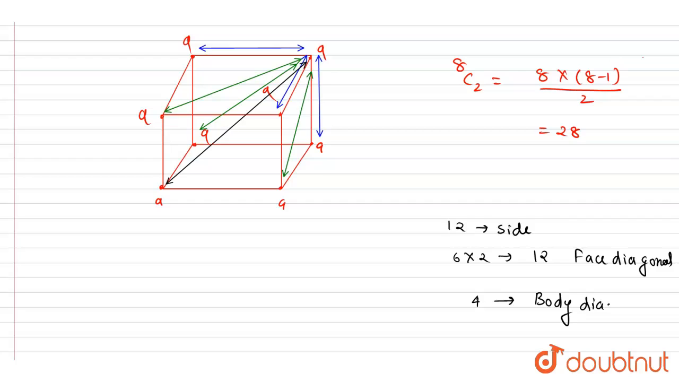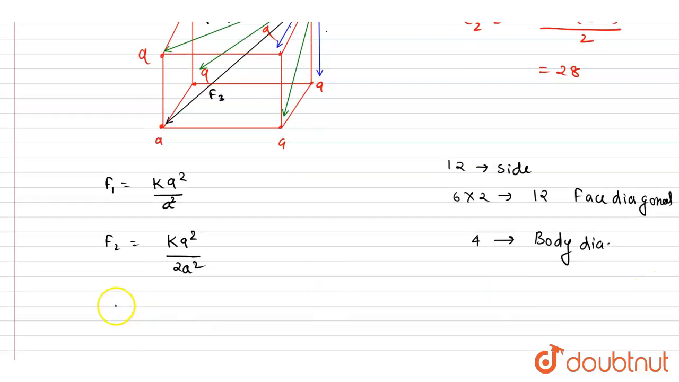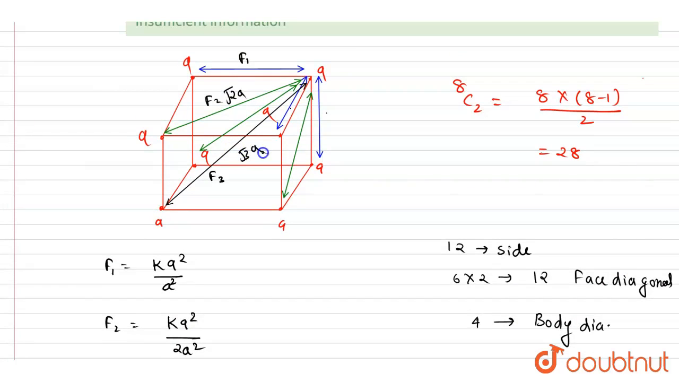We are concentrating on the forces on a single charge. From symmetry, there will be 7 forces acting, right? Let us say this force is F1, this force is F2, and this force is F3. F1 will be equal to KQ square by A square, and from the symmetry it will be directed along the diagonal. There are 3 forces of F1 and 3 of F2, and for F2 the distance is root 2 a, so it will be 2a square. F3 is along the body diagonal, so the distance will be root 3 a.